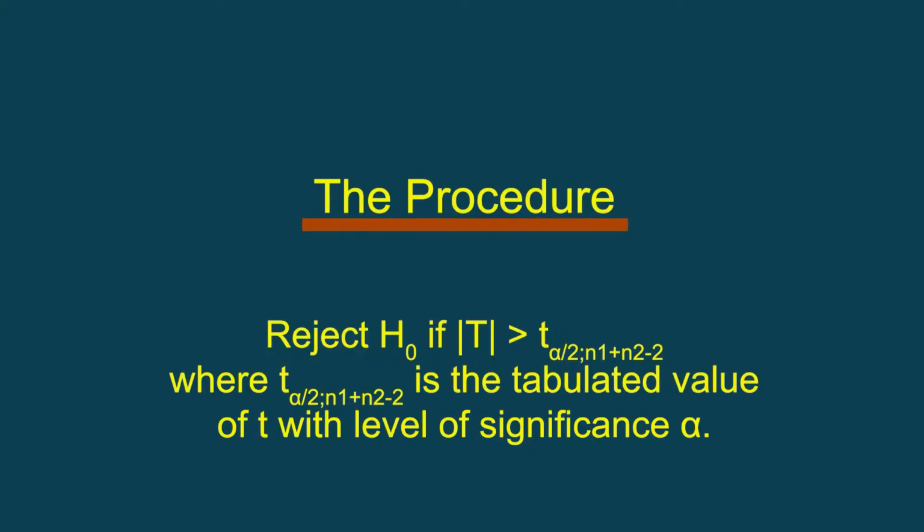Now it's a two-sided test, so we will reject H naught if the numerical value of t, or the modulus of t, is greater than t alpha by 2, n1 plus n2 minus 2, where t alpha by 2, n1 plus n2 minus 2 is the upper alpha by 2 point of a t distribution with n1 plus n2 minus 2 degrees of freedom. And these values are tabulated in biometric tables as well as from any statistical software. We can obtain these tabulated values.